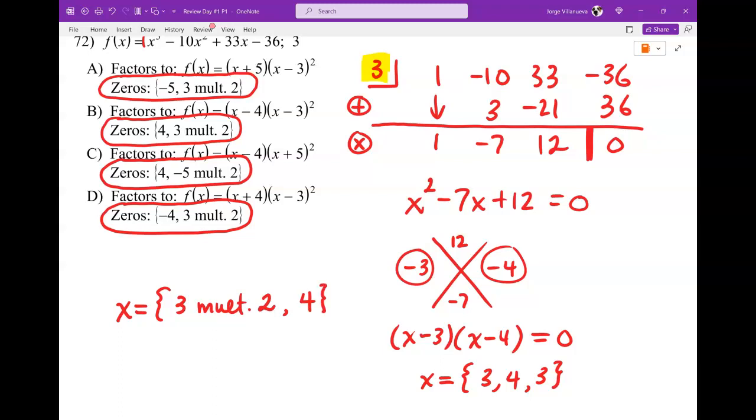So which one is my answer? B, right? So that's 4 and a 3 multiplicity of 2. And that's it. This is the last problem.